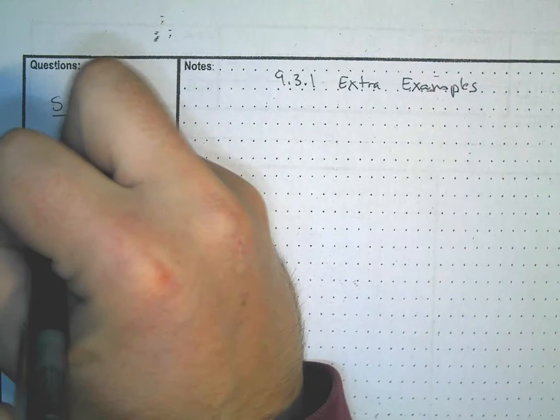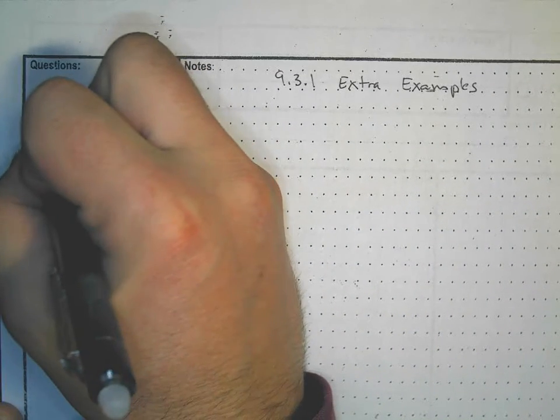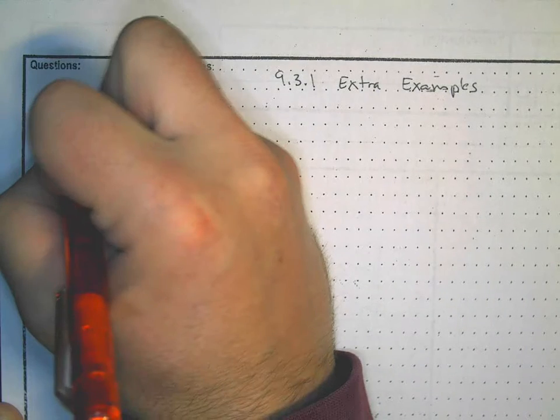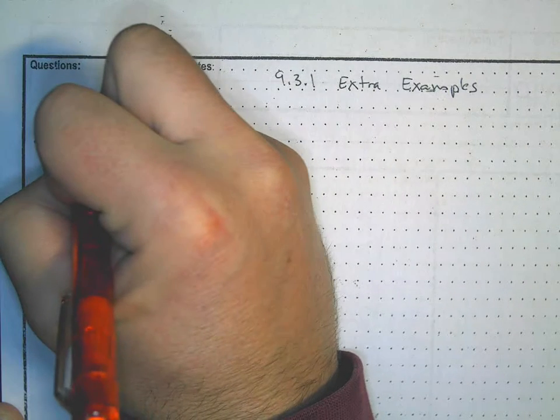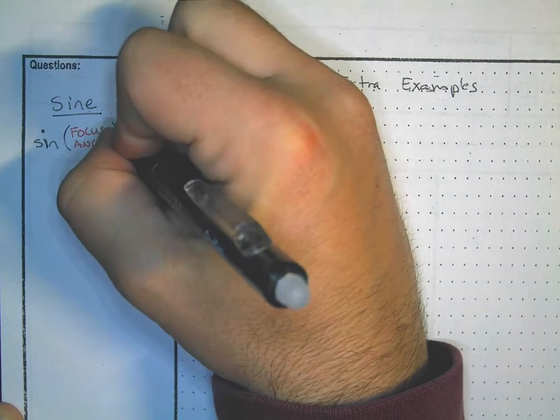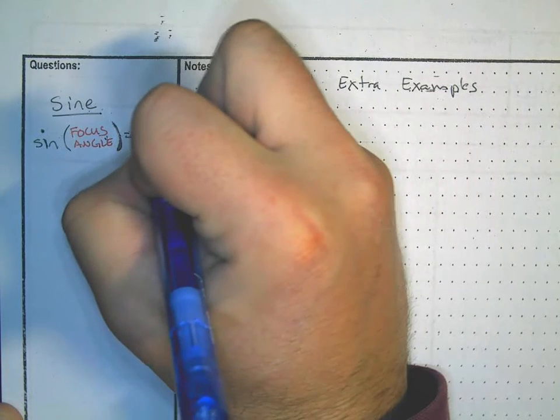And sine is equal to, even though it looks like the word sin, we're still going to pronounce it sine. So sine of my focus angle is equal to, and we're going to use opposite over hypotenuse.